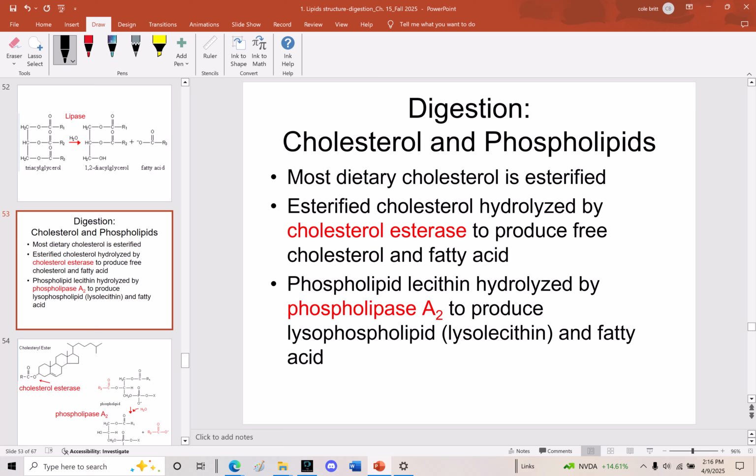And when you put a fatty acid on it, in order to absorb cholesterol from the diet, you have to break off that fatty acid. And so what's going to do that, and that's how you break down cholesterol, you basically just have to take off this fatty acid, and what does that is cholesterol esterase. That's the enzyme that will take the fatty acid off of the cholesterol. You still have a cholesterol, so what you're going to absorb then is a free cholesterol and a free fatty acid. That's it for cholesterol. And this happens in the small intestine.